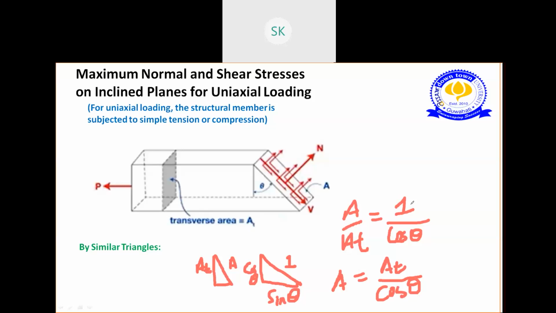Is this part clear or not? A equals AT by cos theta, this part is clear? Hello? No, ma'am. Yes or no? Just type in the chat box. No, ma'am. Okay, let me explain once again.